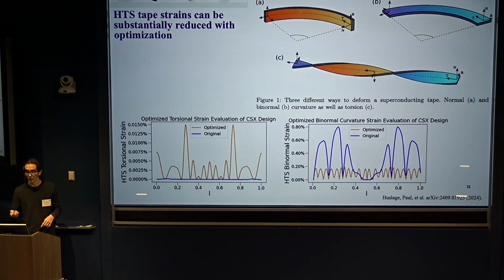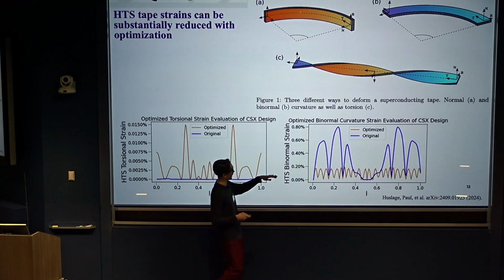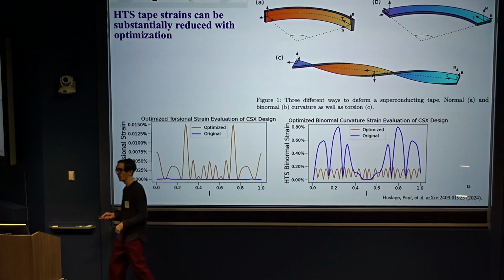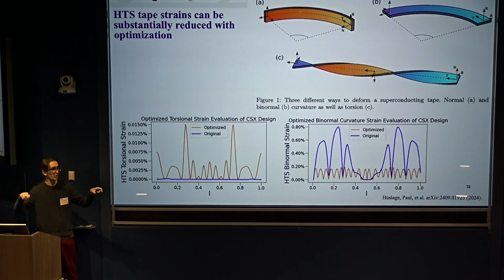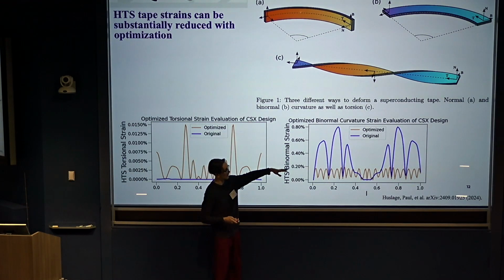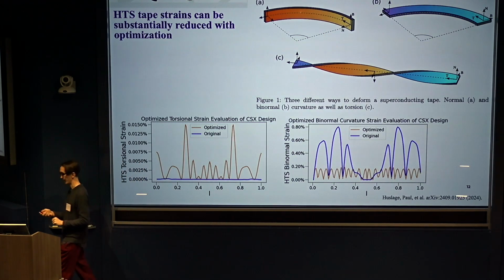And what they were able to show is they could build this into optimization. In the case of CSX, they actually added a little bit of torsional strain, a little bit of twist, and in doing so, were able to get their binormal strain below this 20% level. Paul can correct me, but my impression is this binormal strain is the most dangerous one. So I think the target here was to get this binormal strain to some reasonable values. And they were able to do so with a little bit of twist in the tape.